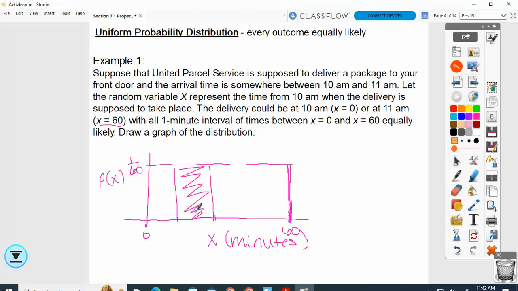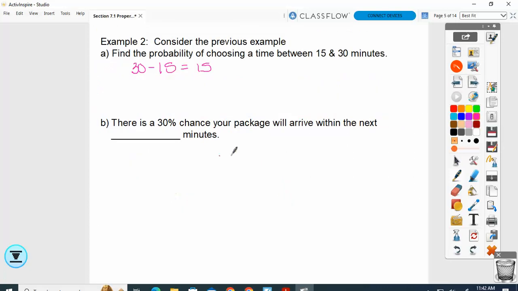How do you find the area of a rectangle? Length times width. So the width of it is 15, and the height of that rectangle is 1 over 60, so we get 15 over 60, or 1/4. So there's a 25% chance that they will be there between 15 and 30 minutes.